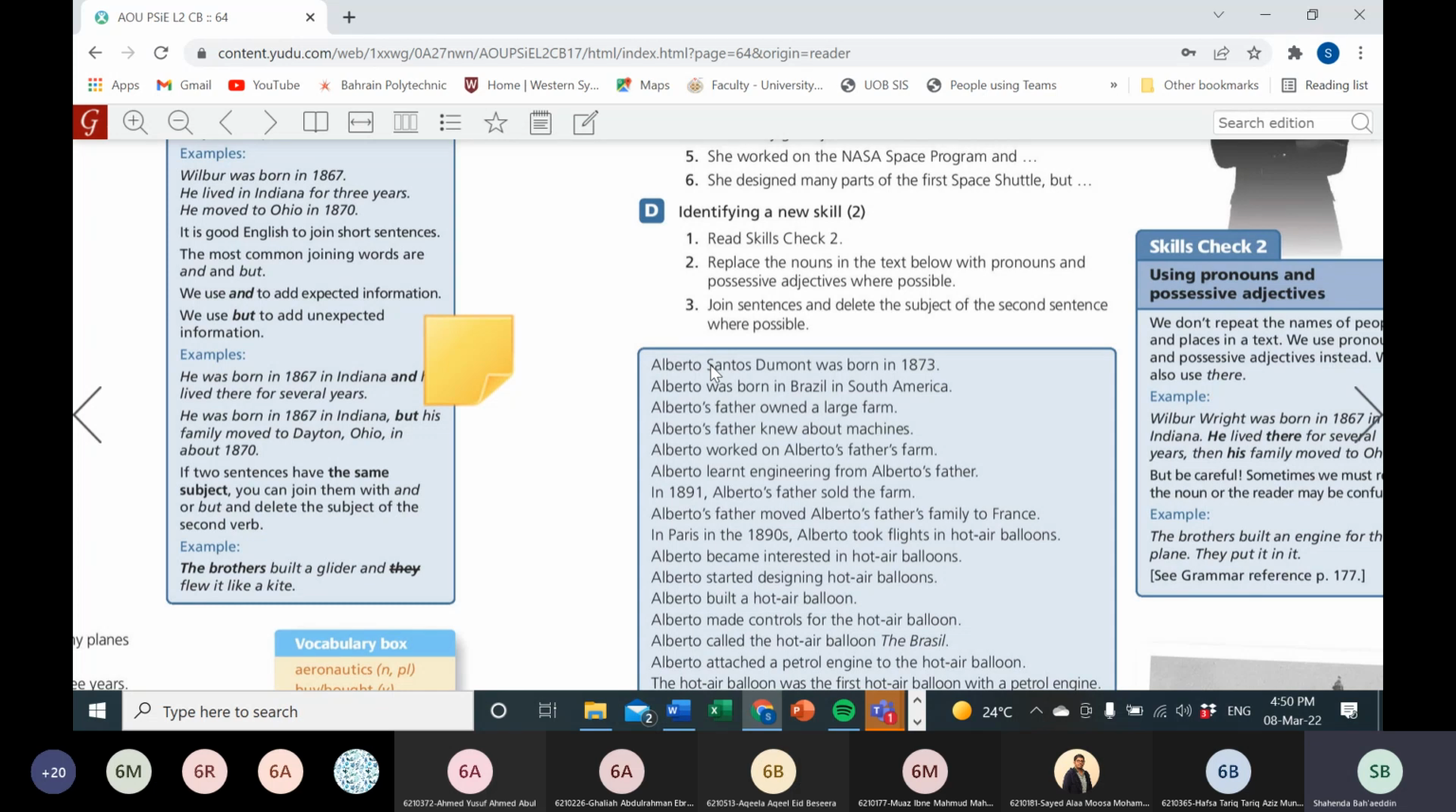Let us give some other students a chance as well. I want to join the first two sentences together. Who would like to give it a try?